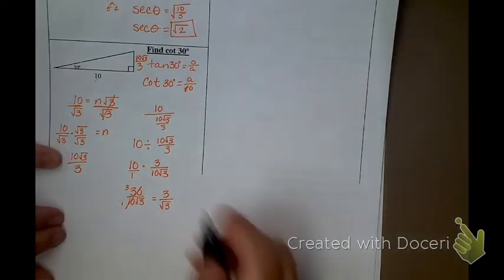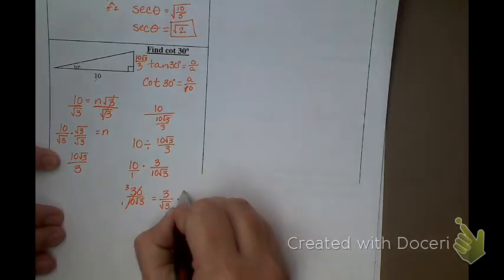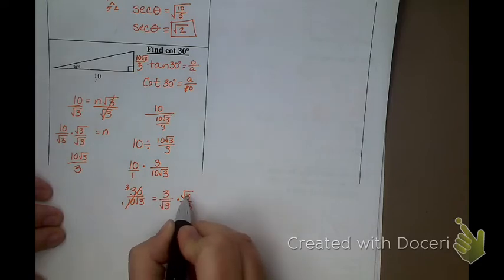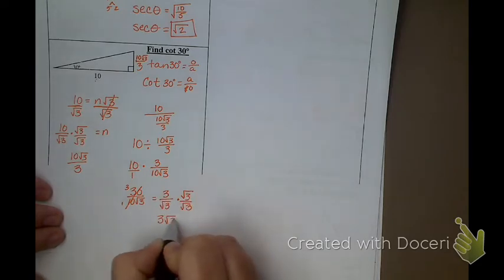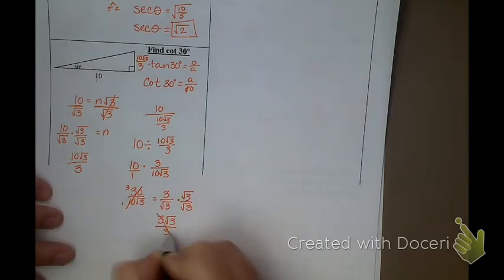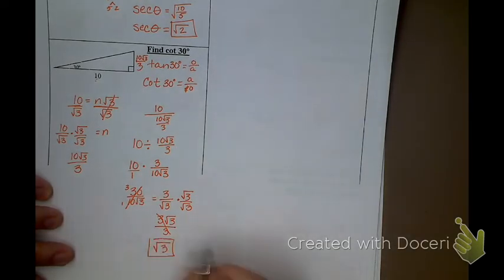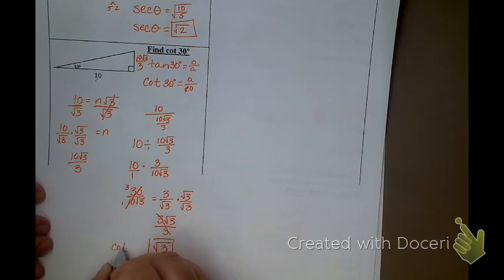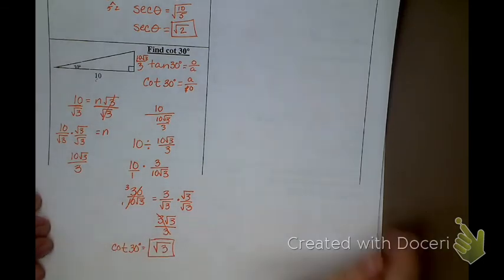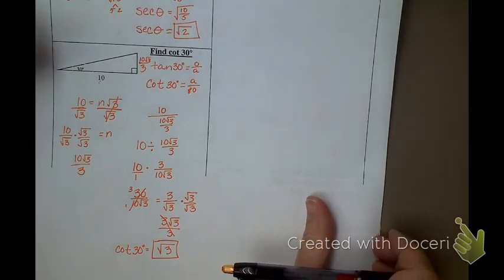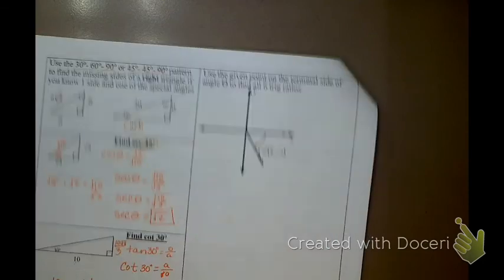Just got to do a little bit of simplifying to get that radical off the bottom. That gives me 3 radical 3 over 3. Those cancel. My final answer is radical 3, and that's what the cotangent of 30 degrees is equal to. Again, it's just the reciprocal of the tangent of 30 degrees. Okay? All right. Last problem.